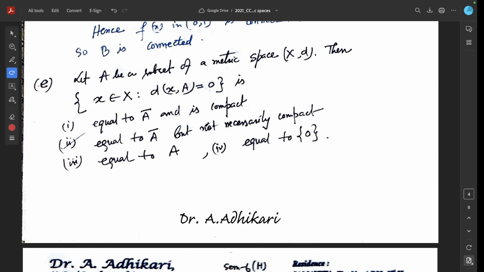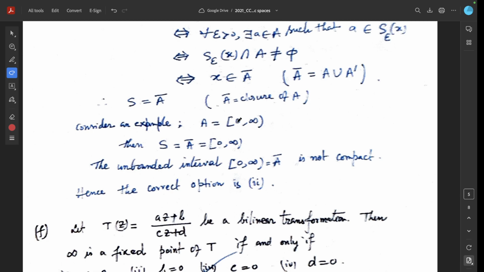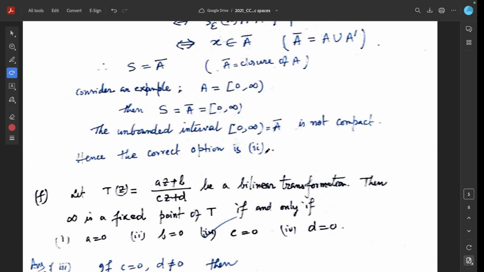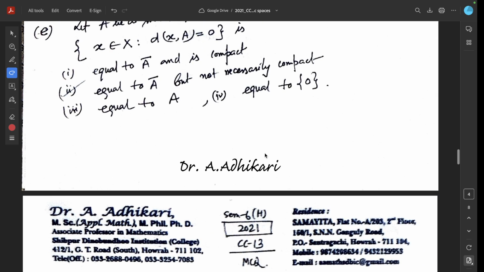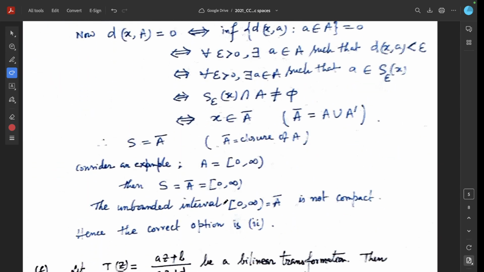So this equals A bar, but not necessarily compact. Consider an example: the set A is the interval 0 to infinity, including the point 0. Then A bar equals A, which gives an unbounded interval, so A bar is obviously not compact. Hence, the correct option is: not necessarily compact. It's not a bounded interval, so it is not compact.